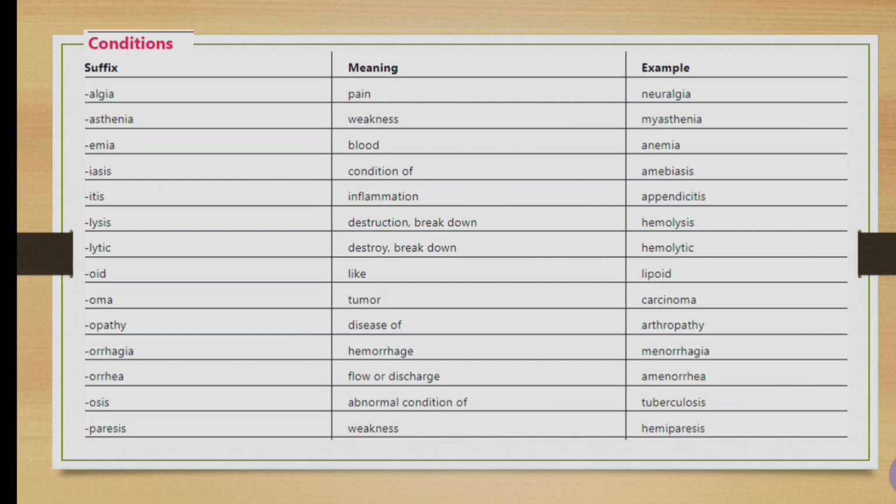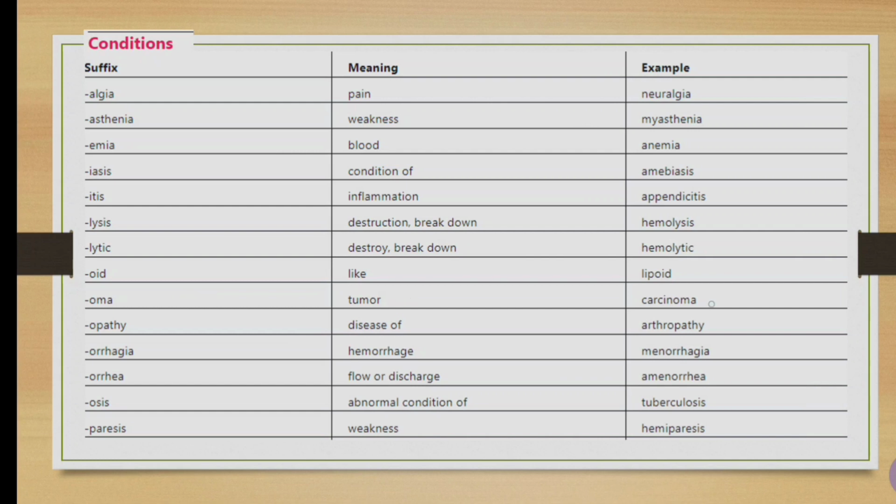Itis meaning inflammation, for example, appendicitis. So appendicitis means inflammation of the appendix. Lysis means destruction or breakdown, for example, hemolysis. Lytic meaning destroy, breakdown, example, hemolytic. Oid means like, for example, lipoid.